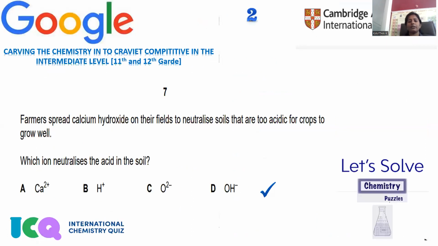Move on to question number 2. Farmers spread calcium hydroxide on their fields to neutralize soil that is too acidic for crops to grow well, right? If acidic soils are present, neutralization is required.